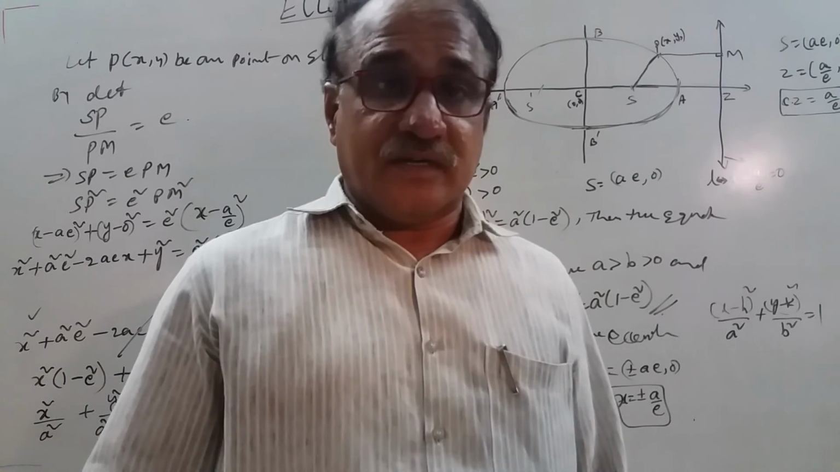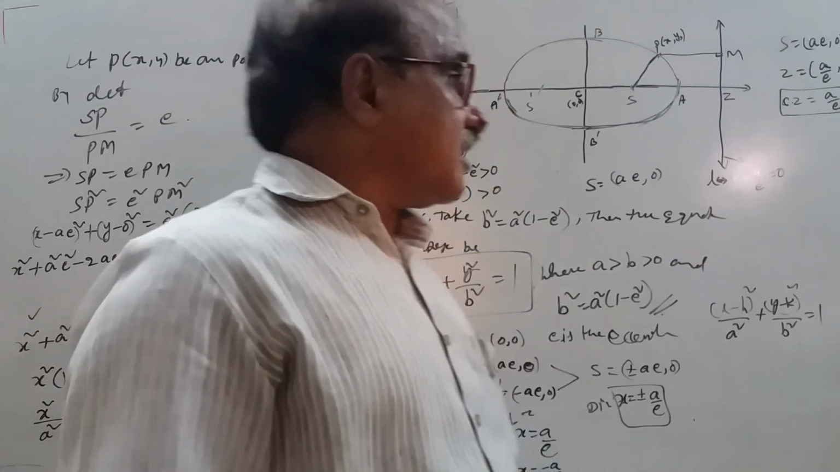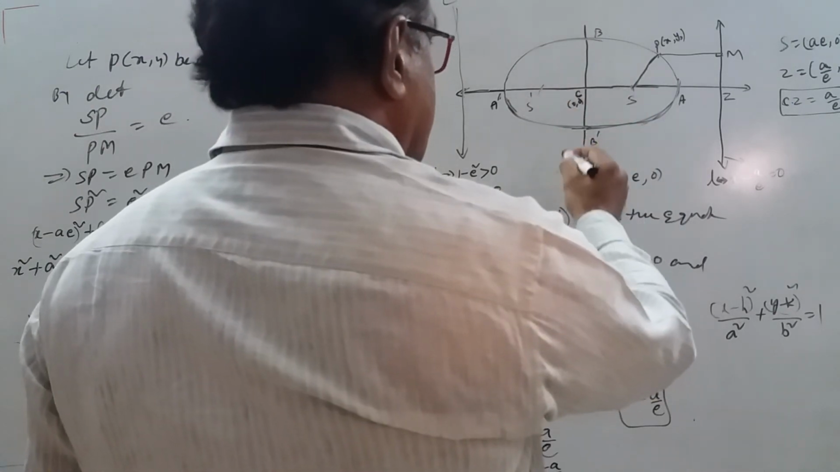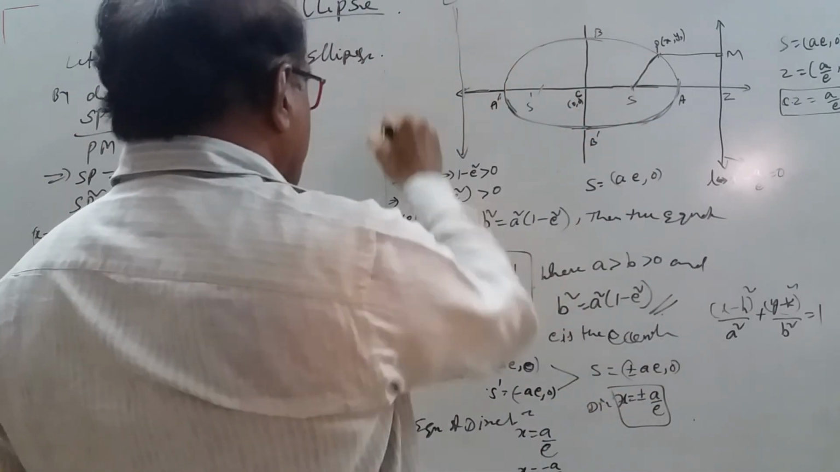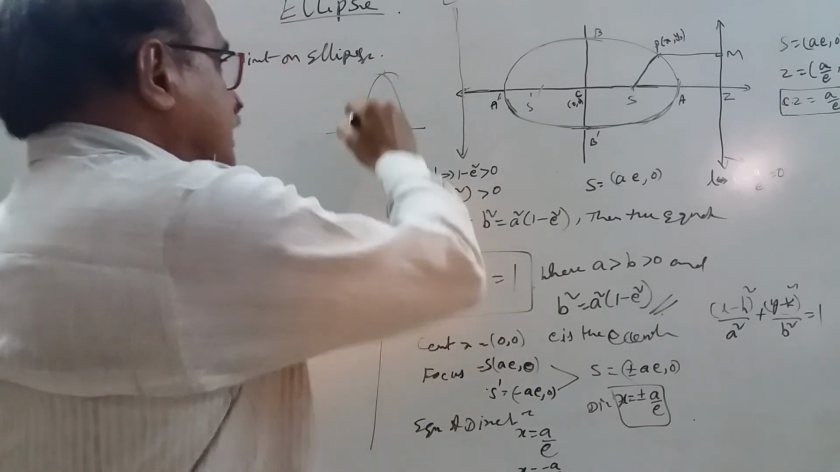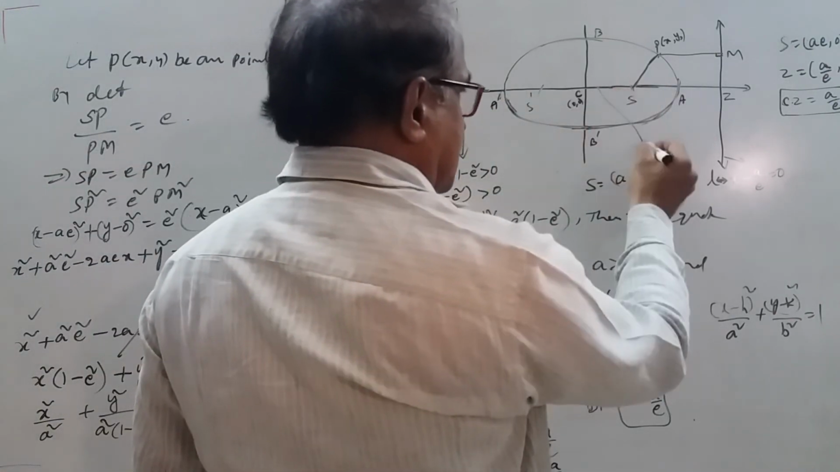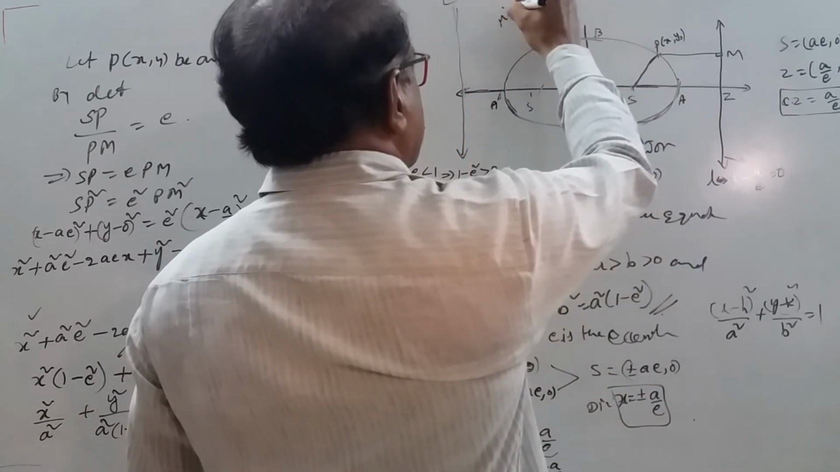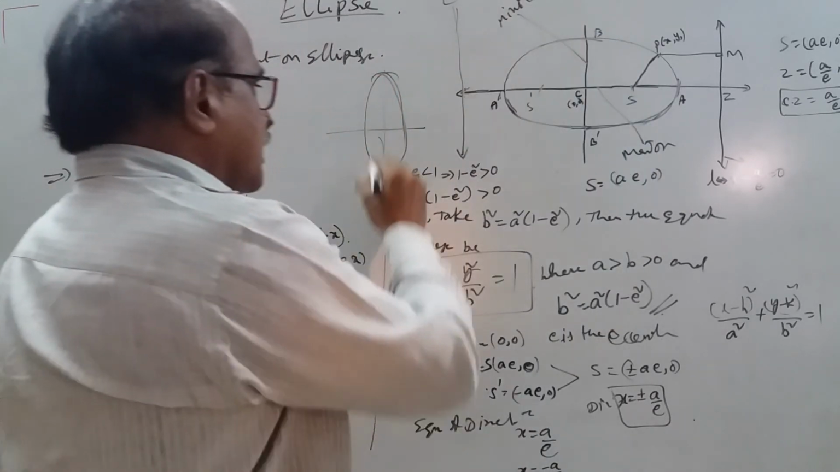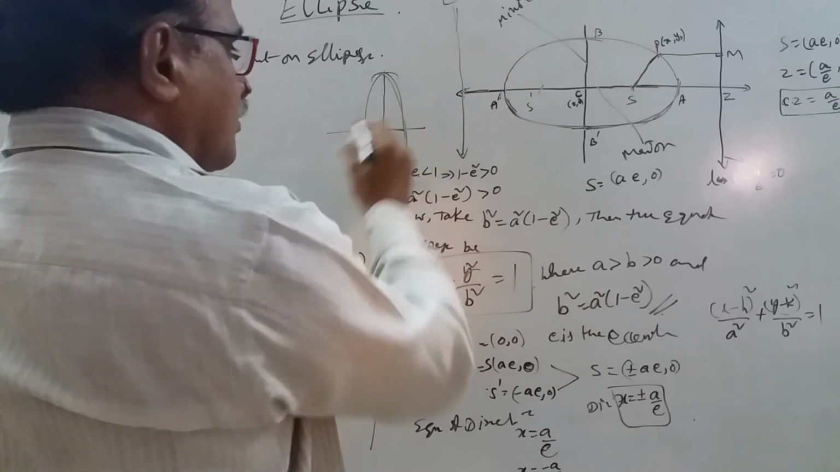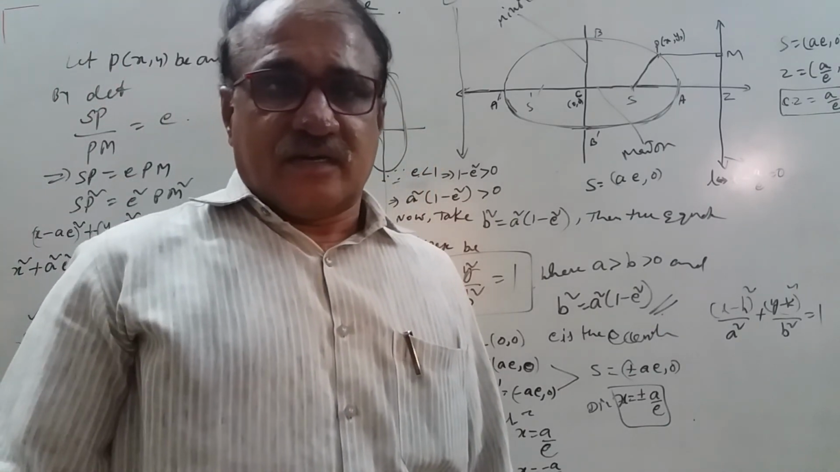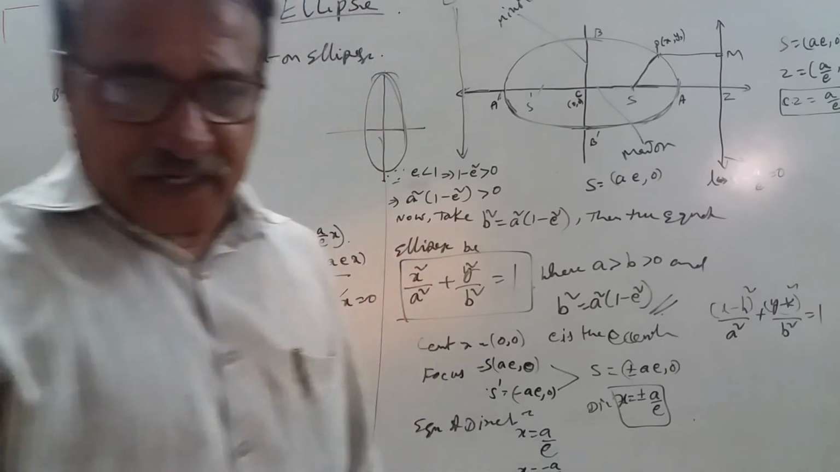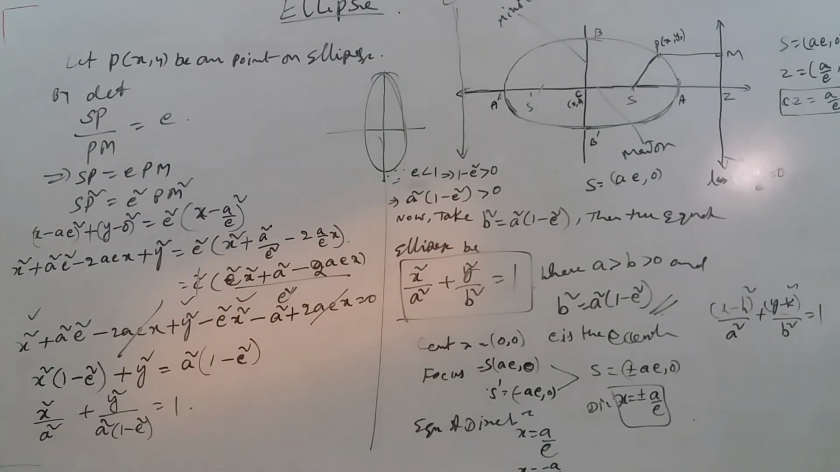If a is greater than b or a is less than b: if a is greater than b, it is like this, horizontal. If a is less than b, it will be vertical. That means we call this axis the major axis, and this, b dash, is the minor axis. Here this is the major axis, this is the minor axis. We have to discuss further the various forms of ellipse.